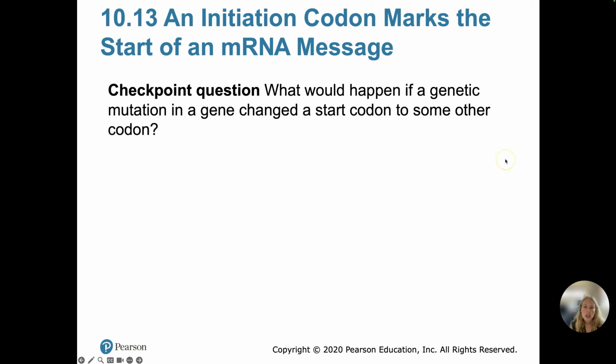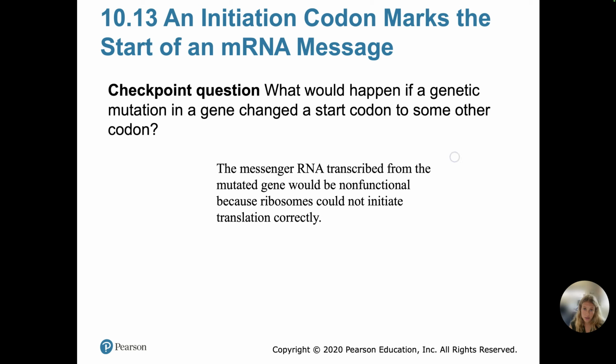So a checkpoint question: what would happen if a genetic mutation in a gene changed the start codon to some other codon? So if we didn't have the start codon, the initiation of translation would not occur. So the messenger RNA transcribed from the mutated gene would be non-functional because ribosomes could not initiate translation correctly without that start codon. The start codon is critical.